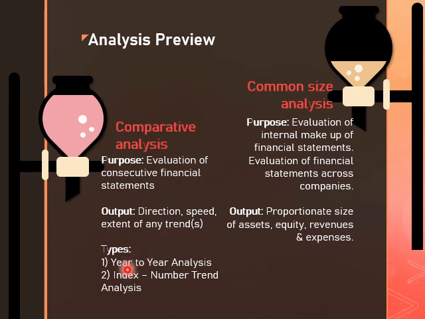The types adalah sama ada you buat year to year ataupun you buat index. Untuk second one, you can do common size analysis. Common size adalah evaluation of internal makeup of financial statement. Okay. So, ataupun evaluation of financial statement across company. So, kita punya output adalah the proportionate size of asset, equity, revenue and expenses. So basically, apa yang kita nak tahu adalah berapa proportion of setiap item yang ada dalam financial statements itu. Nanti kita tengok contoh dia, okay?